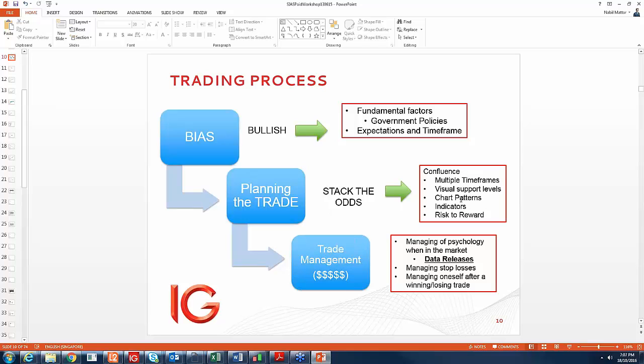I use multiple levels of tools like chart patterns, indicators, support and resistance, and multiple time frames to stack the odds for me. Then I plan the risk to reward, and after that, just trade management. Basically, this three-step trading process is what I do normally to determine what the market is trying to do, plan the trade, and manage my psychology. Very, very important for me.